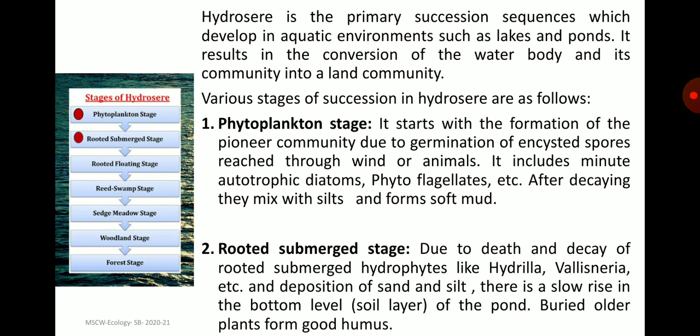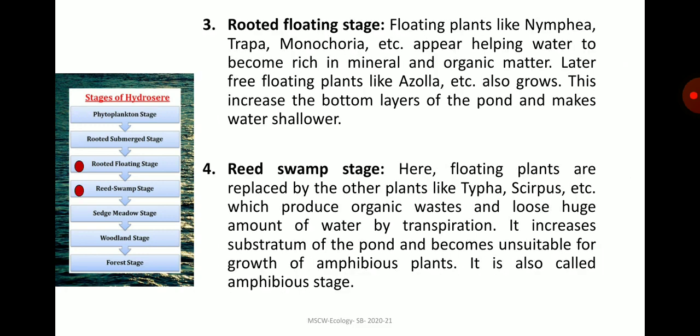The phytoplankton stage starts with the formation of a pioneer community due to germination of encysted spores reached through wind or animals. It includes minute autotrophic diatoms, phytoflagellates, etc. After decaying, they mix with silts and form soft mud. The second stage is called the rooted submerged stage.